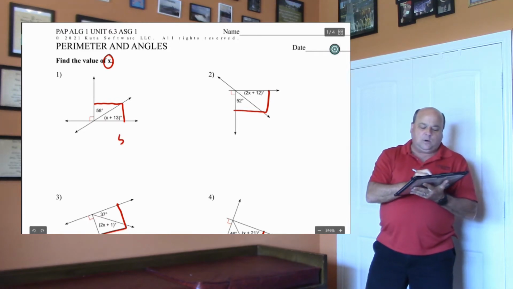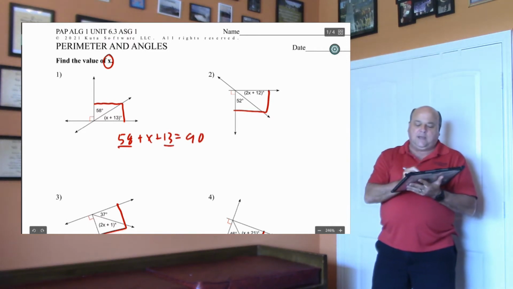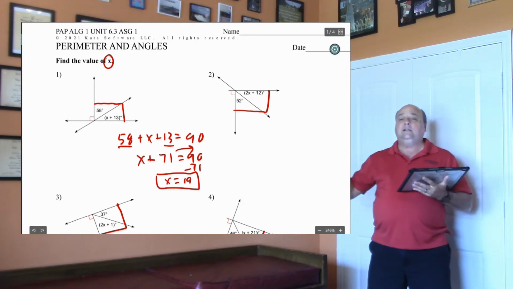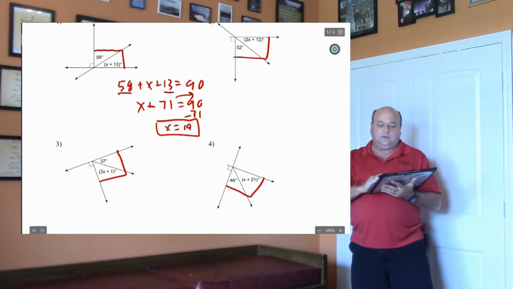So on this one right here, we're going to do 58 plus x plus 13 equals 90. And then we're just going to combine the like terms. x plus 13 and 58 is what? 71. x plus 71 equals 90. Move over the 71, and x would be 19, wouldn't it? Okay? That's all you've got to do. Set up the equation, solve it for x, okay?